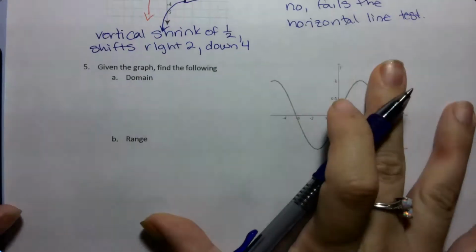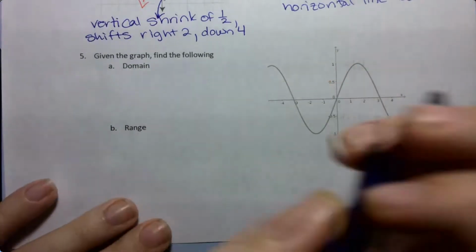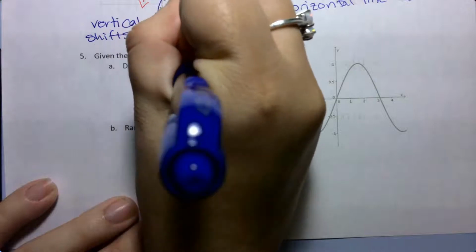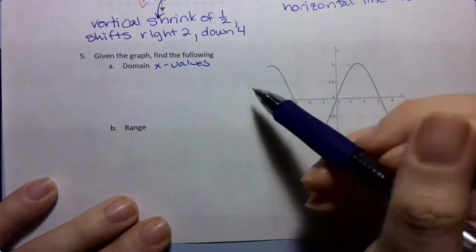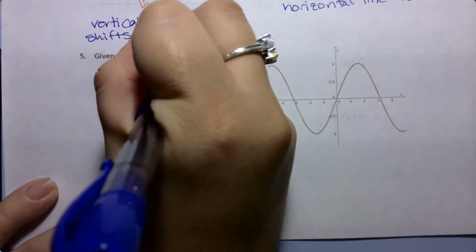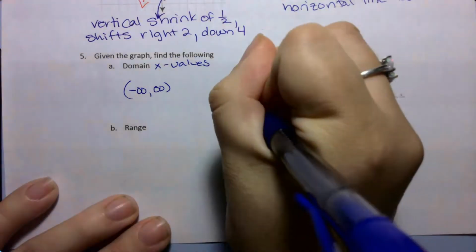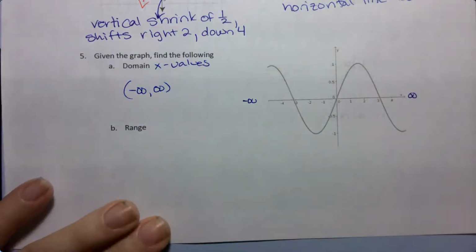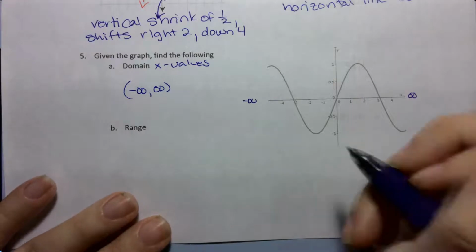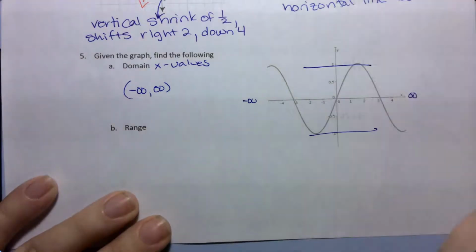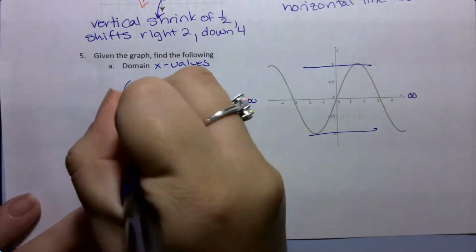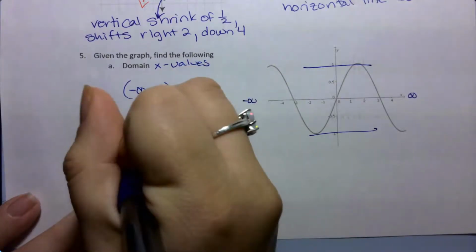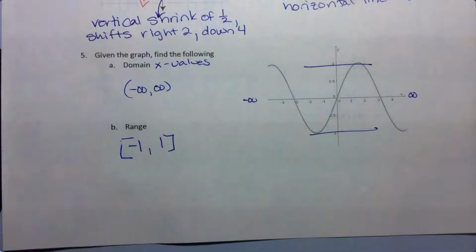Number 5 gives me a graph and it wants me to find the domain and range. Remember, domain is my x values. So this is appearing to go left and right forever. So my domain is going to be -infinity to +infinity. Remember, this direction is -infinity. This direction is +infinity. B is asking about my range. It is between here and here for my y values. So that is -1 to +1. It includes those values, so I use square brackets.